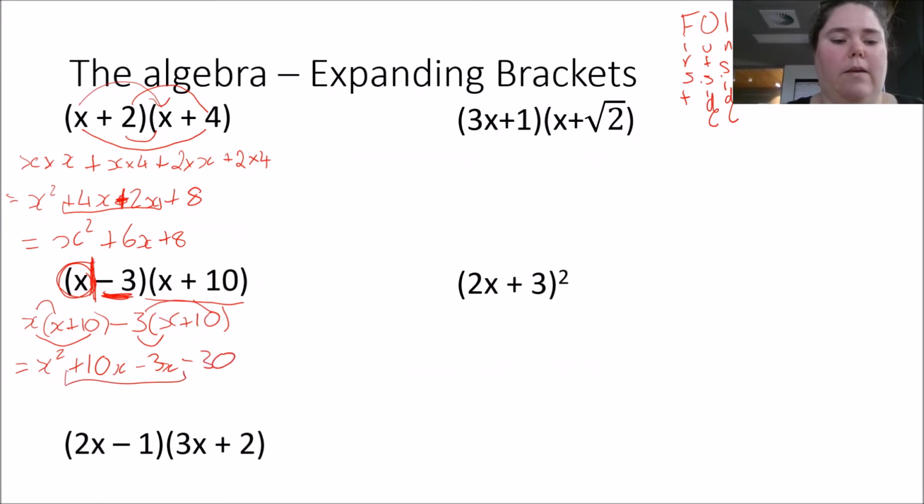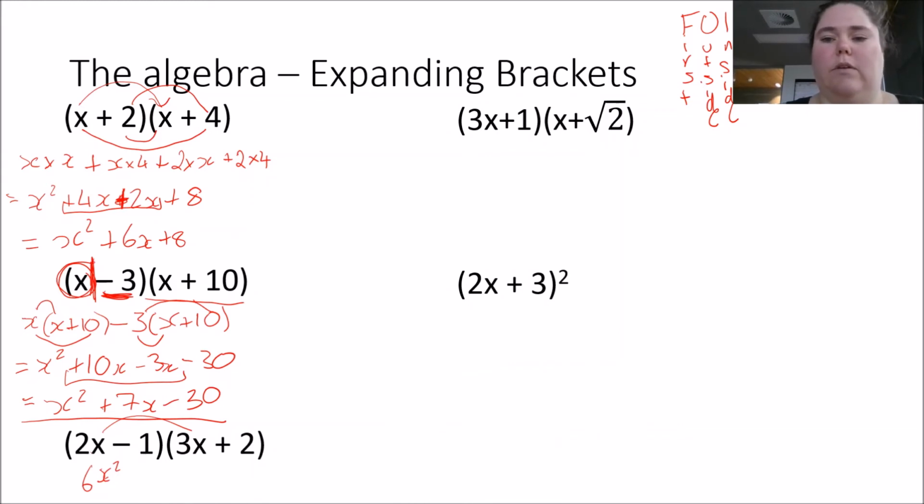Then once again we have like terms, so we can simplify it. X squared, then we got 10 minus 3, which is 7, minus 30. And that would be your expansion. Same sort of thing down here, but we have a 2x times a 3x, which gets you 6x squared.